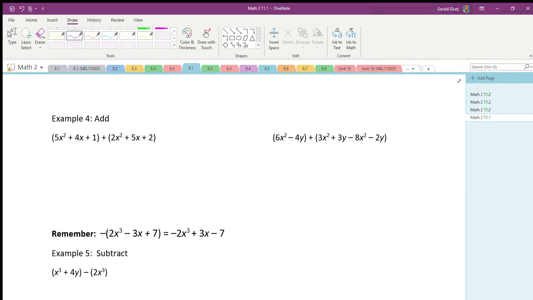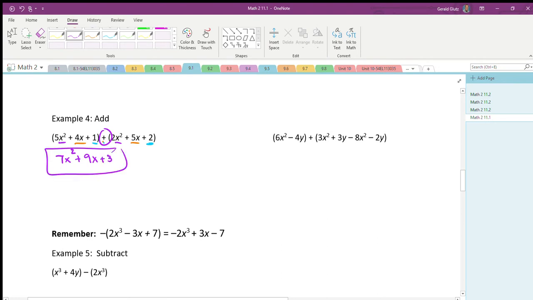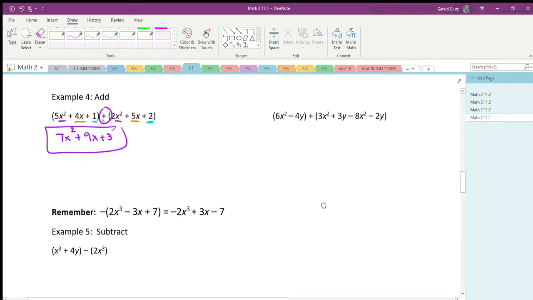Again, combining like terms. So this time we have parentheses that are separated by an addition sign. So that means I'm adding the two sets of parentheses. So I look for like terms. X squared, x squared. So I got 5x squared plus 2x squared. So that's 7x squared. Then we got 4x, 5x. So 4x plus 5x, so that would be plus 9x. And then finally 1 plus 2, which we can all do, is 3. So that's our answer on the first part of example 4.